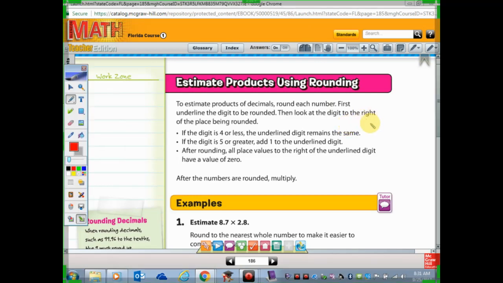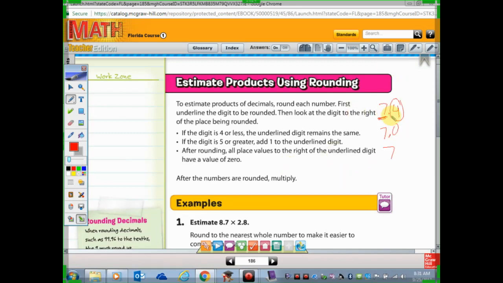So if I take the number 7.4, I'm going to round to the 7, and I'm going to look at the 4, so it tells me whether to leave it as a 7 or raise it to an 8. Since the number to the right of the underlined number is 4 or less, I'm going to leave it the same. So this is going to become 7.0 or just 7.